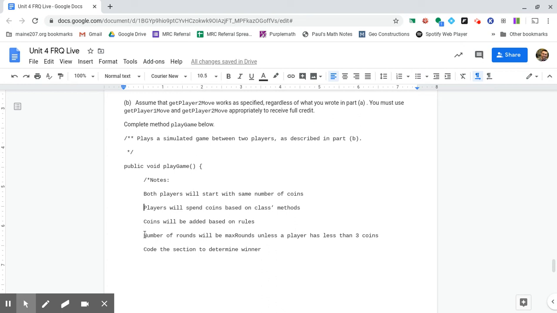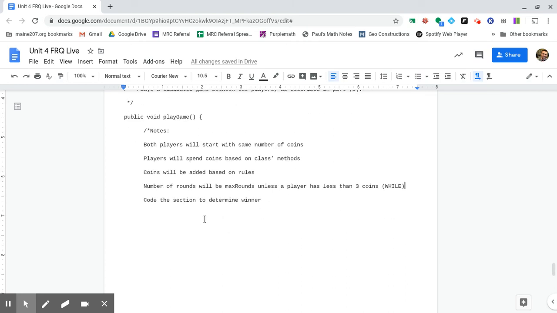Here's where I want to start, though. I want to start with the fact right here: the number of rounds will be at most the value of max rounds, which is important. The thing I want you guys to think about is that it might not last that long. Because this might break when a player has less than 3 coins, I don't have a specific number. So to me, once again, this is a while loop. That's my first thought on this. With having said all of that, I think we're about ready to start.